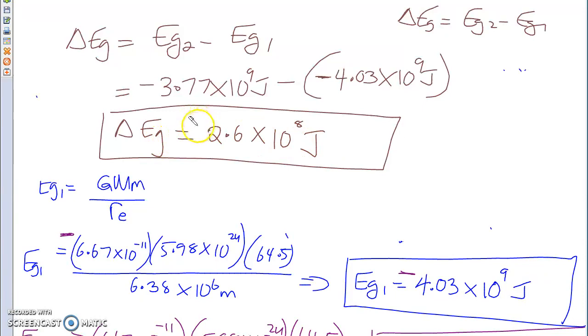Look at that, a positive answer. This is how much energy will be required to put an astronaut from the surface of the Earth to 400 kilometers above the surface of the Earth. That's just one astronaut. It's a lot of fuel, it's a lot of energy. But you see how now it became positive? We're not talking about anything else, just the astronaut.